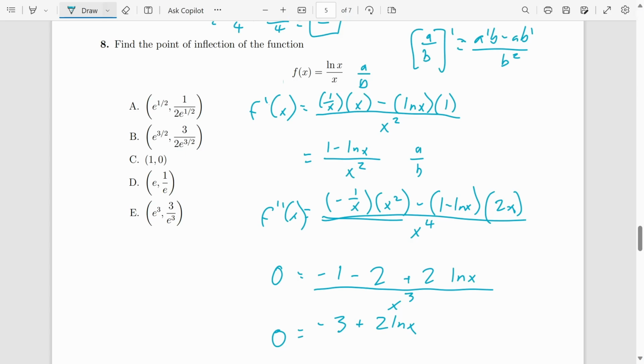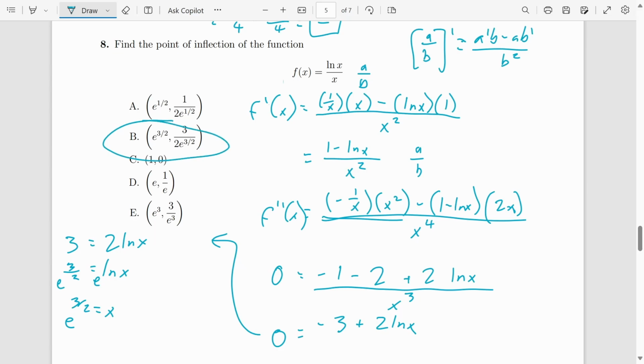So we can add 3 on both sides to get 3 equals 2 times ln of x. Divide by 2 on both sides, we get 3 halves equals ln of x. And then we can raise both sides to the power, we can treat all of it as an exponent with a base of e. This will get rid of the e to the ln of x, and we're just left with x equals e to the 3 halves. So it looks like our answer is going to be b, and we can double check our work by plugging that into the original function, into f of x.